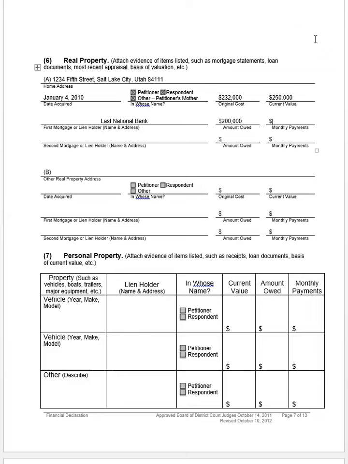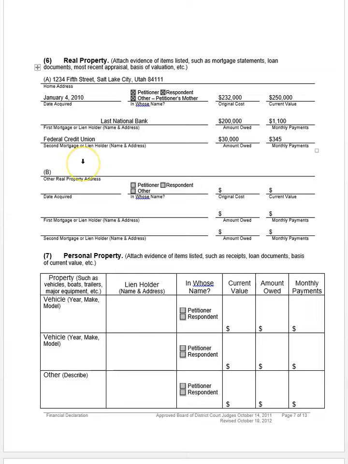So let's go down to monthly payments here. My monthly payment, let's assume, is $1,100. I got a pretty good rate, didn't I? If I have a second mortgage, I would write that down. Let's assume that I do, and I would call that the Federal Credit Union. Again, I would talk about how much I owe and what the monthly payments are.